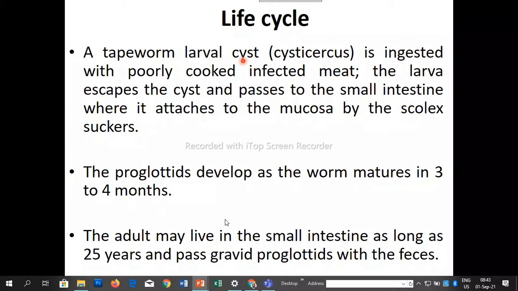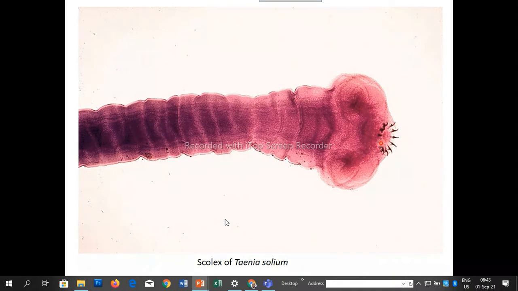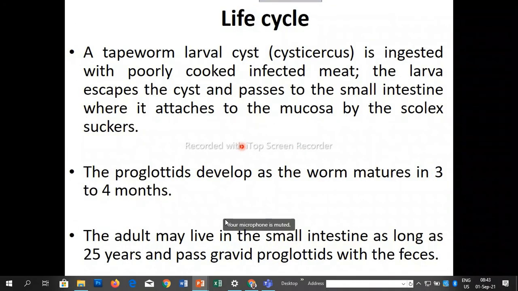So a tapeworm larva cyst called the cysticercus is ingested with poorly cooked infected meat. The larva will escape the cyst and pass to the small intestine where it will attach to the mucosa by the scolex suckers. Those are the scolex suckers. The scolex suckers will help the parasite attach to the intestinal mucosa. The proglottids will develop as the worm matures in 3 to 4 months. It will become mature. Then the adult will live in the small intestine as long as 25 years.